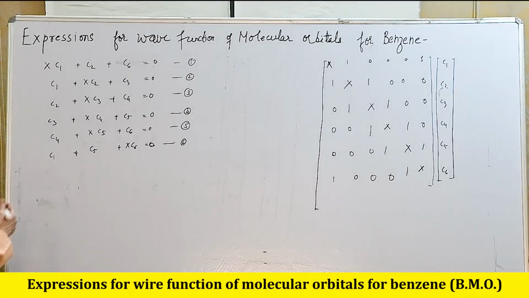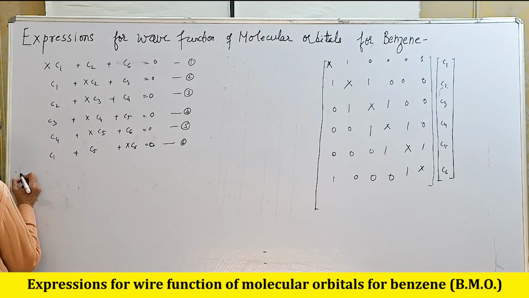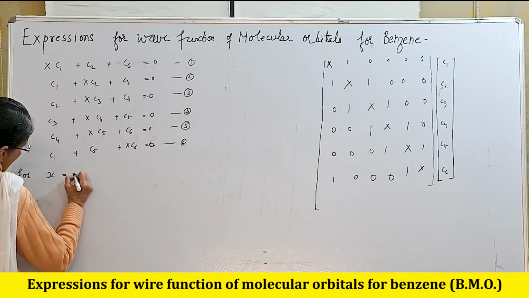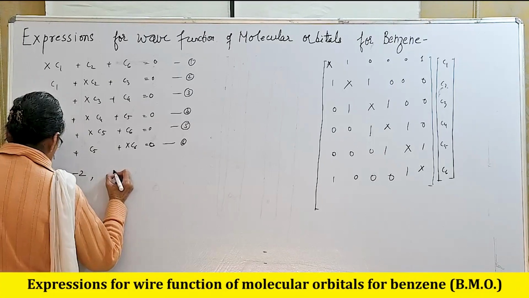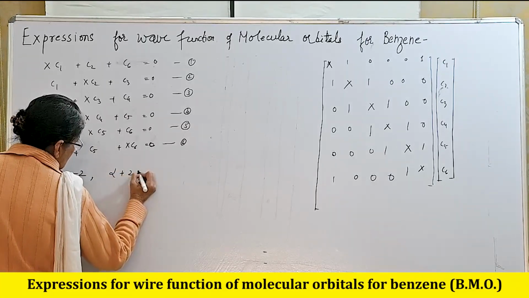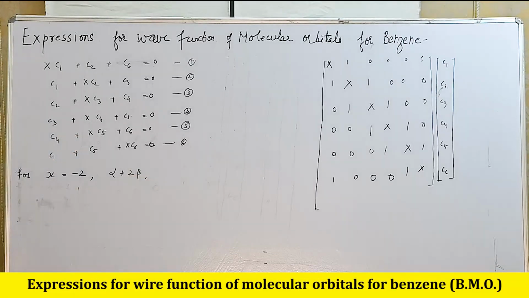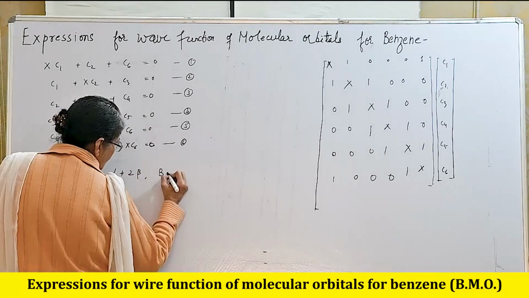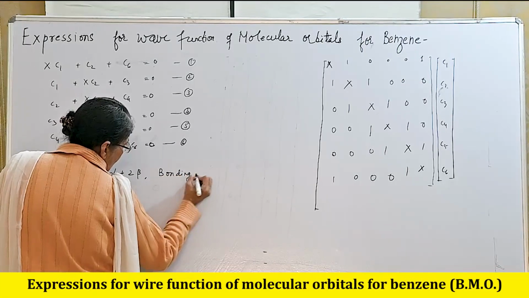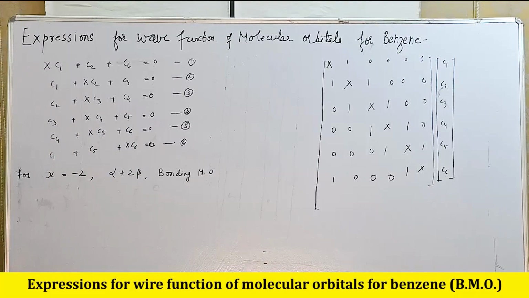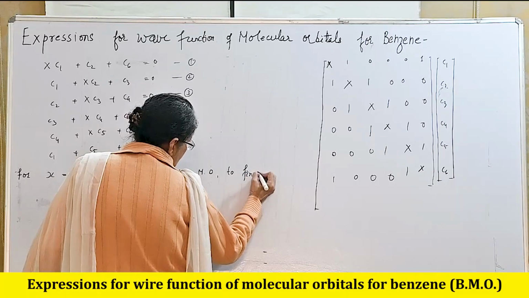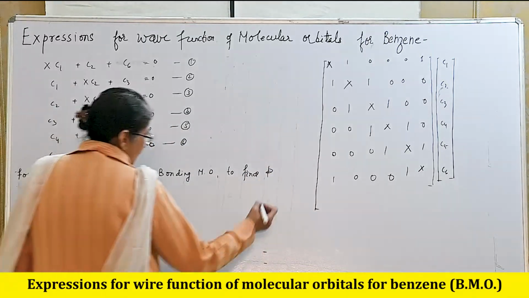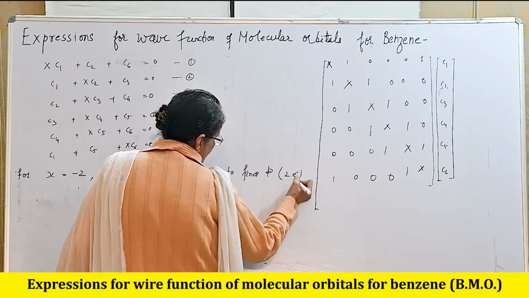Then suppose we are taking x equal to 2, for x equal to minus 2, and this is x equal to minus 2, this is alpha plus 2 beta, bonding orbital, this is bonding molecular orbital, and to find phi 1 which is having 2 electrons.